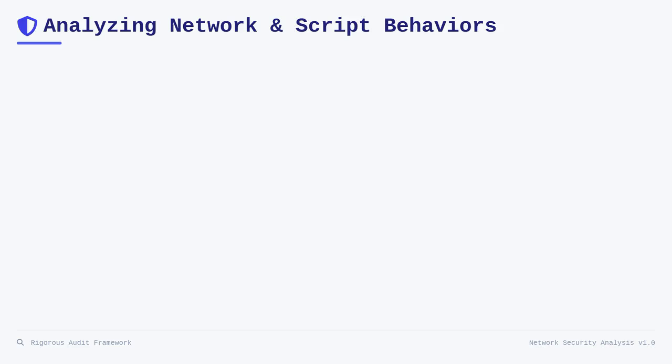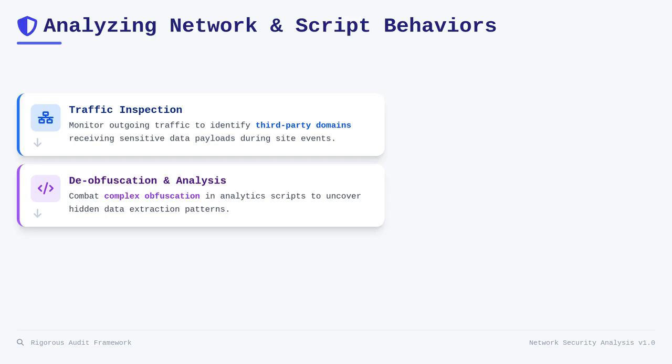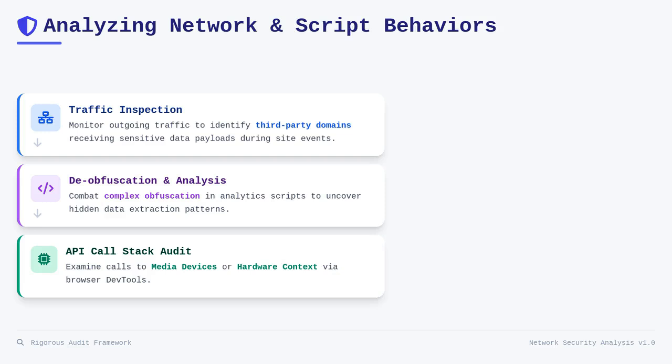Analyzing these behaviors requires a rigorous approach to inspecting network requests and script execution patterns within your own applications. When auditing, you should observe the outgoing traffic to see which third-party domains receive sensitive data payloads during common user-side events. Many analytics platforms embed scripts that use complex obfuscation techniques, making it difficult to immediately identify what information is being extracted.